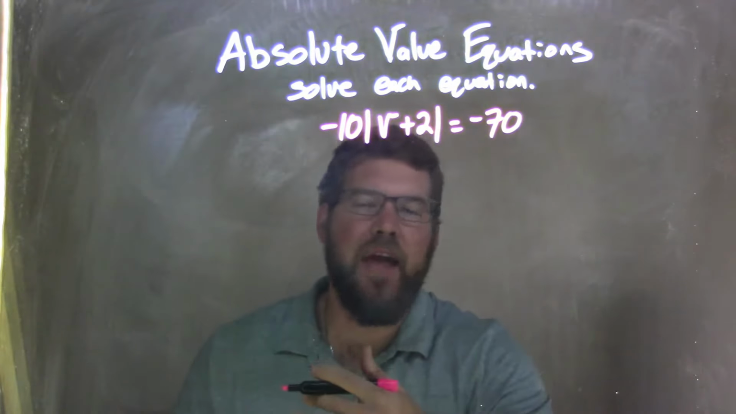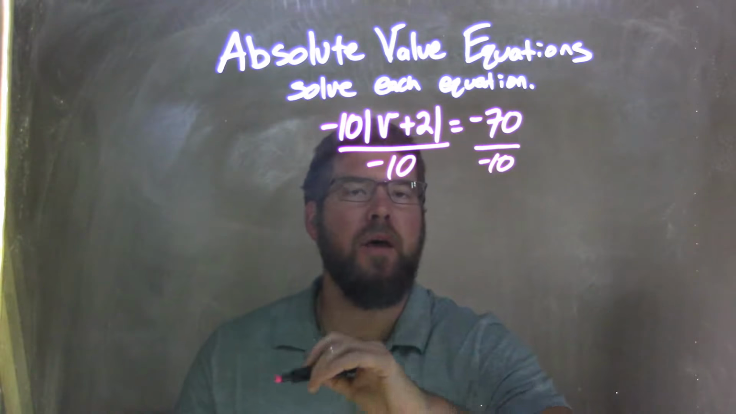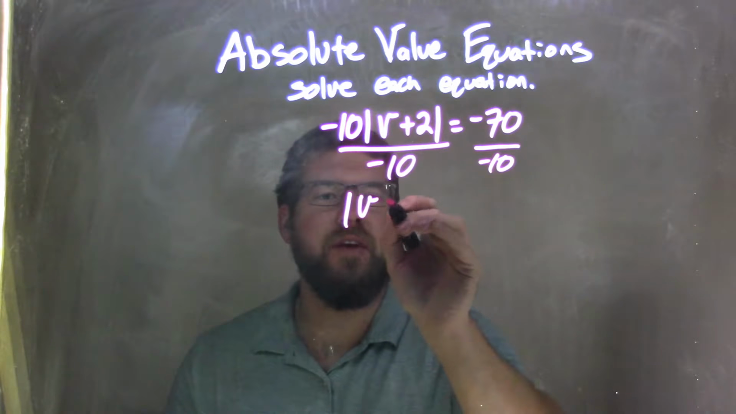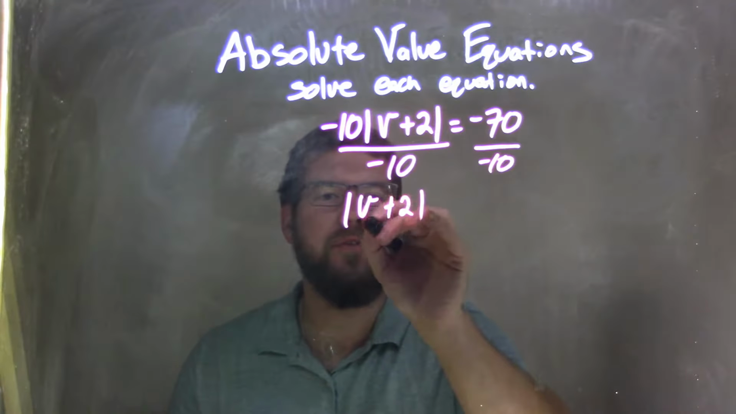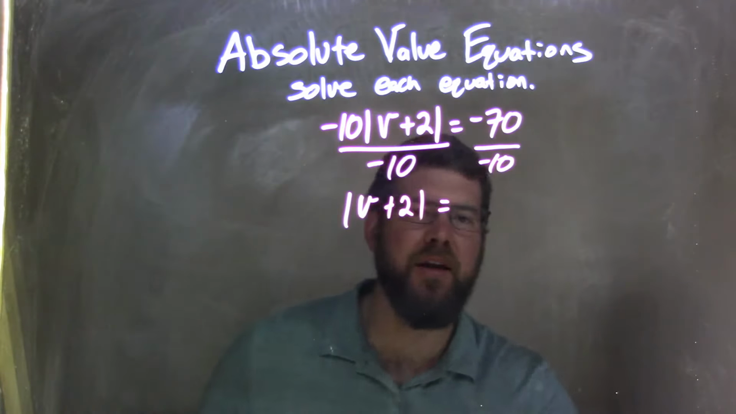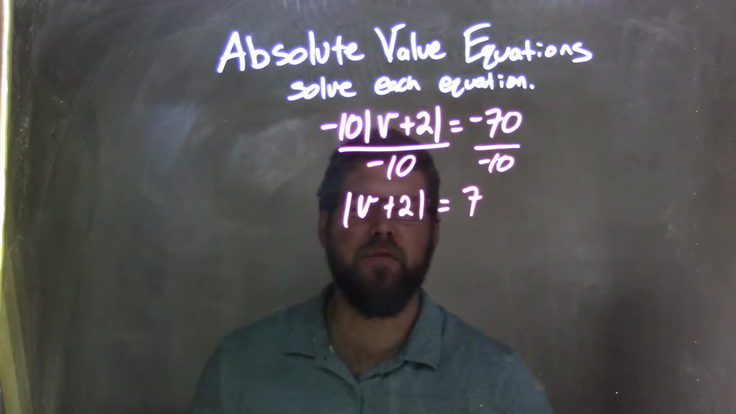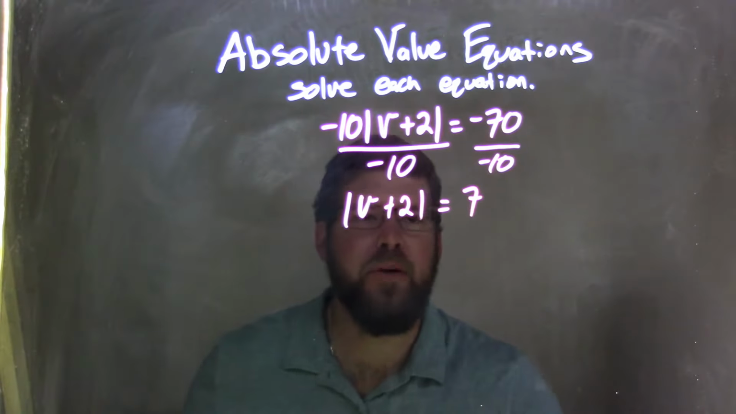I need to isolate the absolute value, so I'm going to divide both sides by negative 10. That leaves me with the absolute value of v plus 2 on the left here, and negative 70 divided by negative 10 is a positive 7. Remember, a negative divided by a negative is a positive. So now we have the absolute value of v plus 2 equals 7.